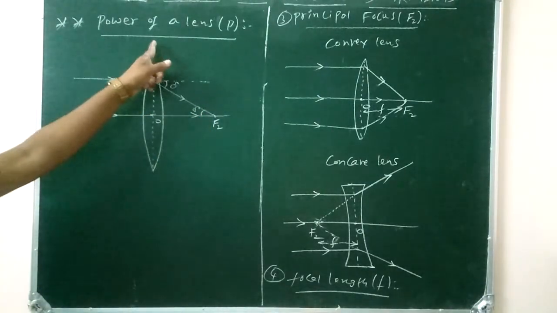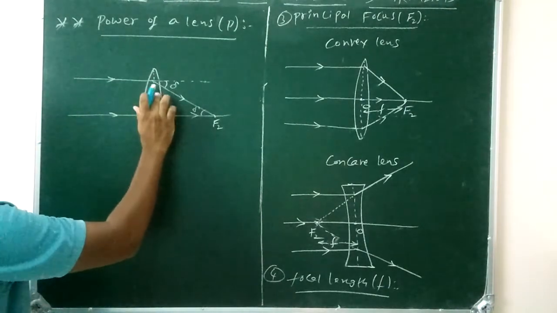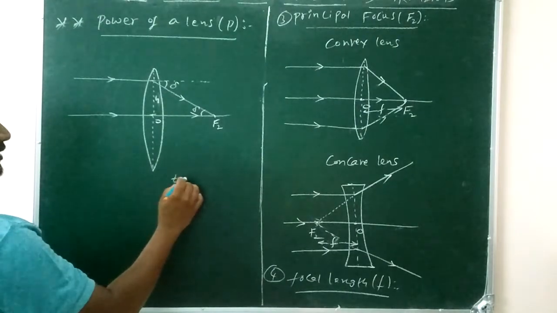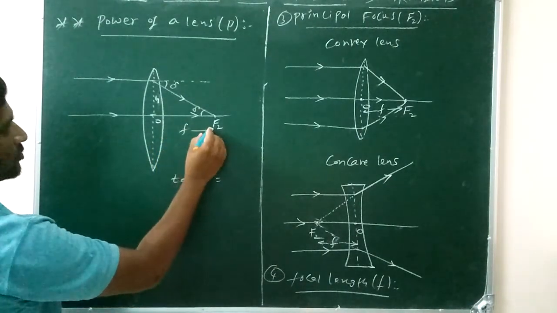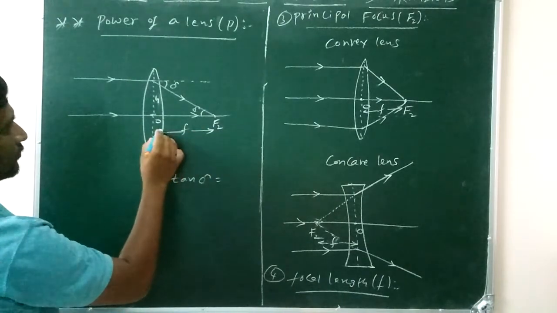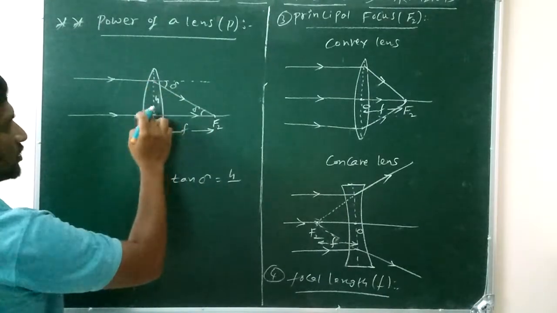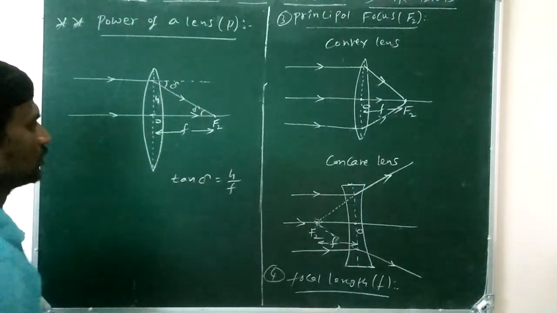The power of a lens can be defined as the tangent of the angle. This is the height of the lens here, h is the height, small h. Angle delta, this is the focus, small f is the focus. We write tan delta, opposite side by adjacent side. Opposite side is h, adjacent side is f. So tan delta equals h by f.